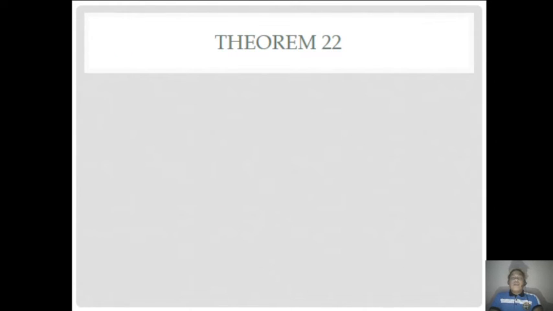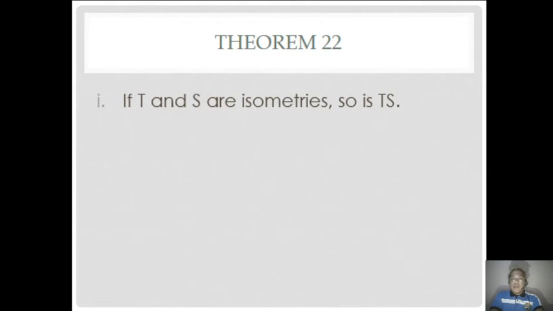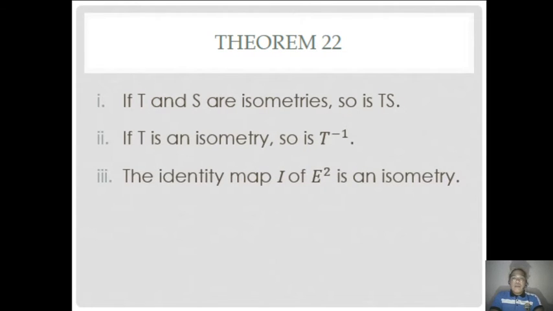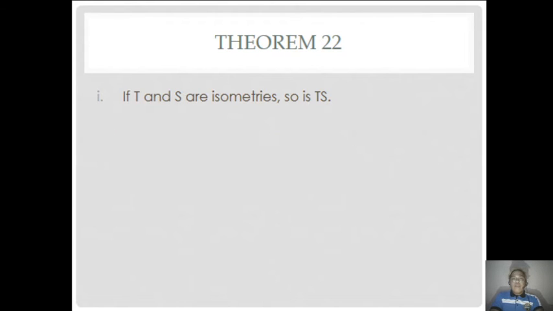Now, under theorem number 22, we have three stipulations. Number 1: If T and S are isometries, so is TS. Number 2: If T is an isometry, so is the inverse of T. And number 3: the identity map I of the Euclidean plane is an isometry. We will be proving them one by one. Let's start with the first stipulation.